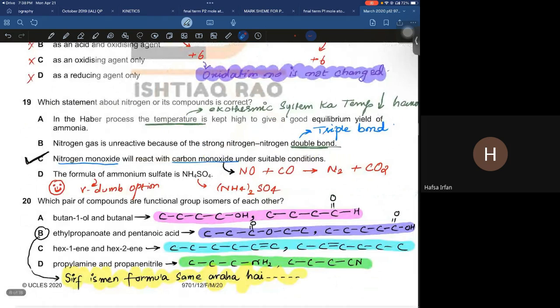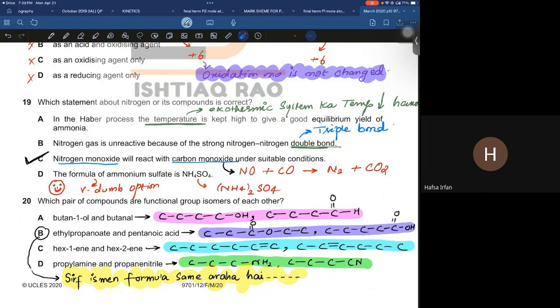And question 19: which statement about nitrogen or its compounds is correct? In the Haber process, the temperature is kept high to give a good equilibrium yield of ammonia. No, it is an exothermic reaction. If you increase the temperature of an exothermic system, the reaction would move backward, so the yield of ammonia would decrease. So option A is incorrect.